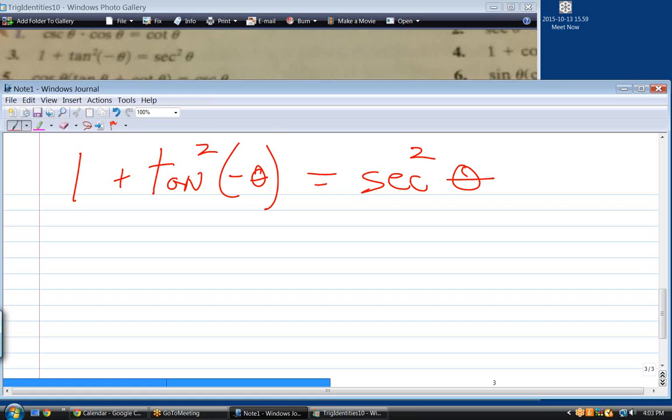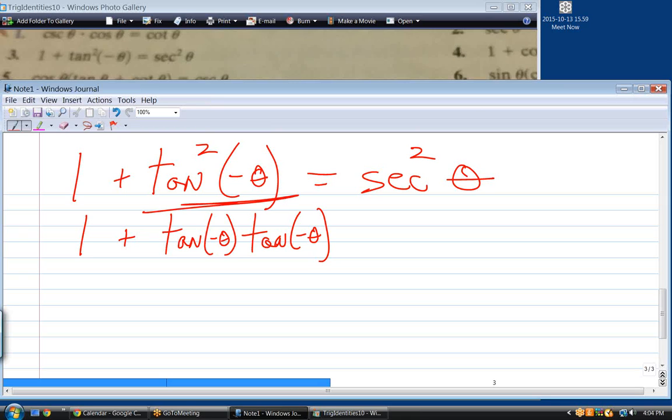Wouldn't you make it 1 minus tangent squared, wouldn't it? Yeah, in other words, let's do this in a couple of steps. First of all, what this is, tangent of minus theta times tangent of minus theta. That's what that means. Okay? What is tangent of minus theta equal to? It would be equal to negative tangent.